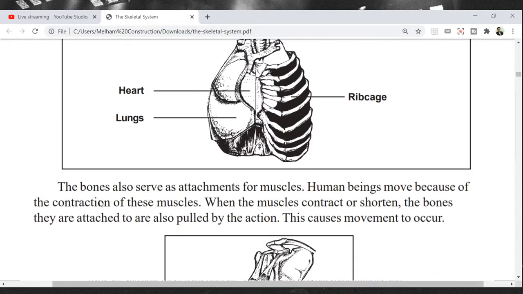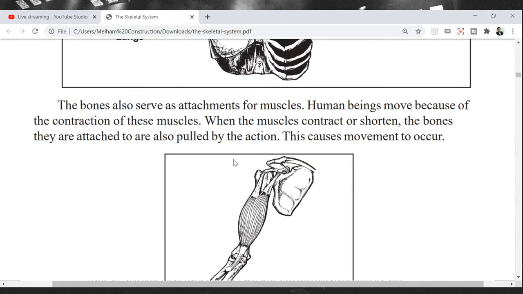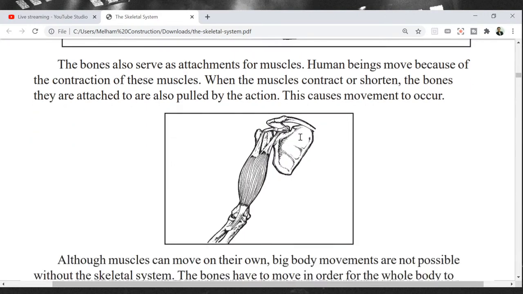So, the bones also serve as attachment for muscles. Human beings move because of the contraction of these muscles. Try mong galawin yung kamay mo. Yan yung tinatawag na contraction of muscles. When a muscle contracts or shortens, the bones it is attached to are also pulled by the action, and it causes movement. Pagka ginagalaw mo, sinishorten mo yung muscle, kaya gumagalaw yung buto mo.